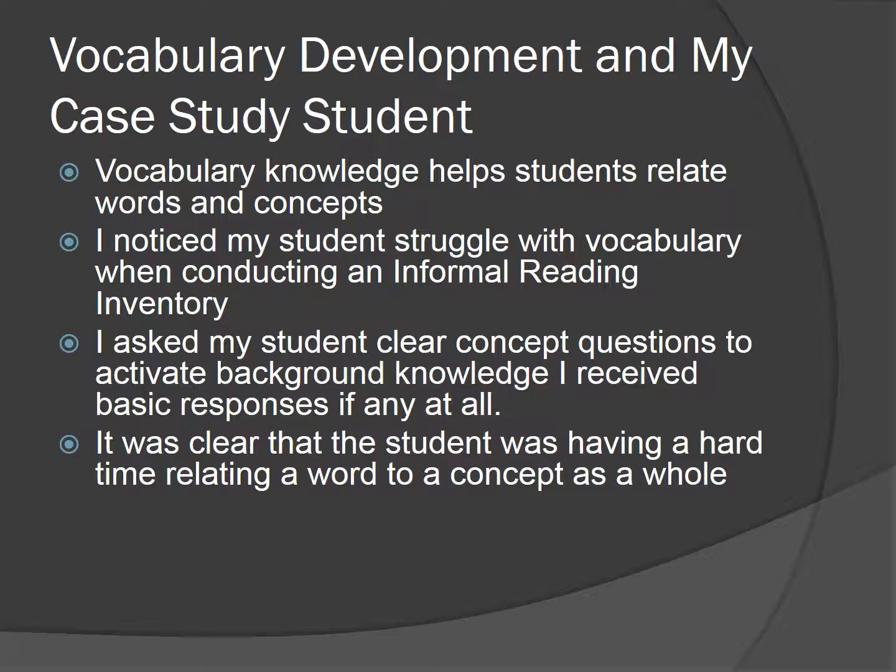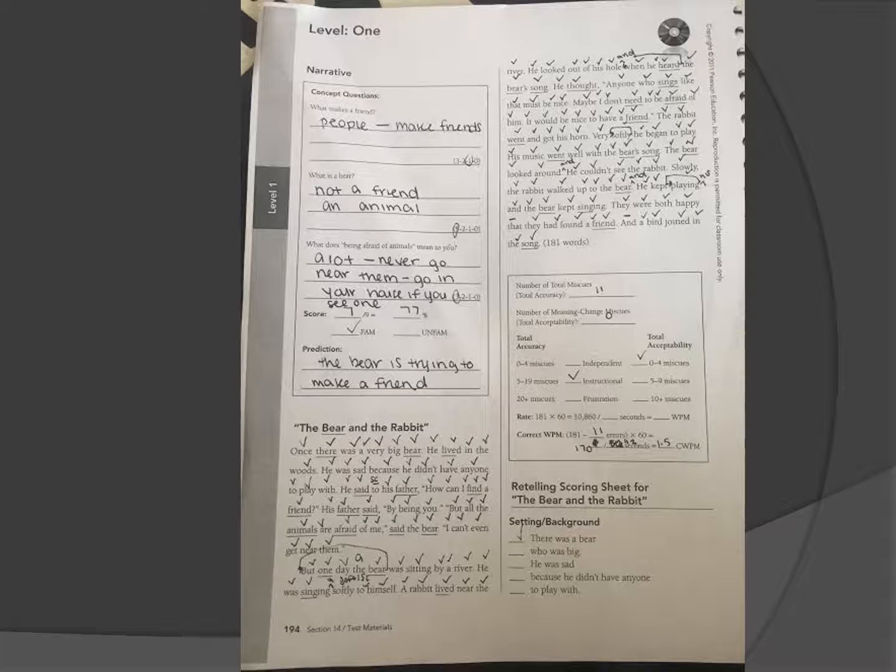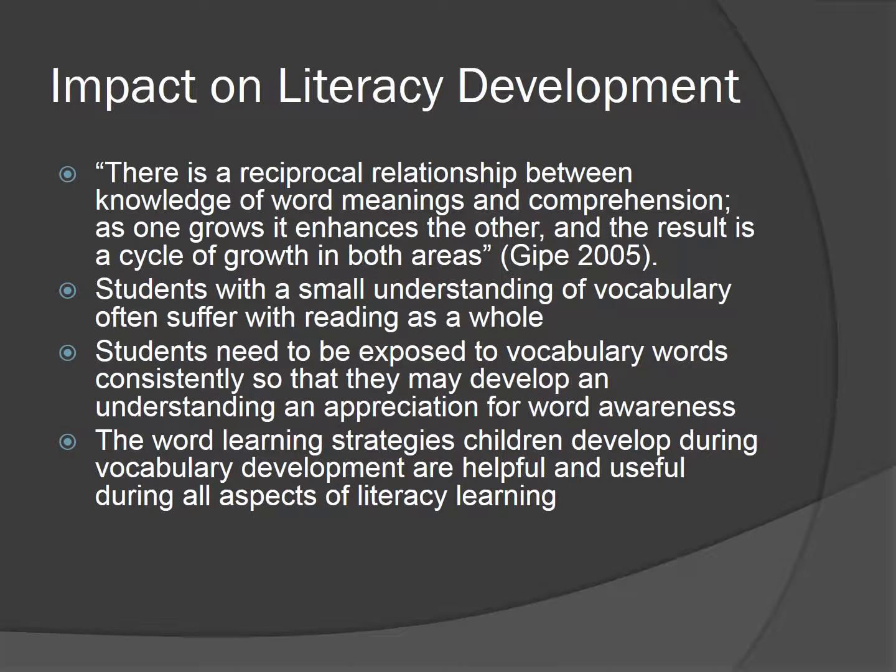And to begin the informal reading inventory, I asked my student clear concept questions that should be able to activate background knowledge, and she gave me very basic responses, if any at all. And that made it clear to me that the student was having a hard time relating a word to a concept as a whole. So here you can see scoring for this informal reading inventory, and you can see on the upper left-hand corner the concept questions and how her answers were very sparse. So how does this impact literacy development?